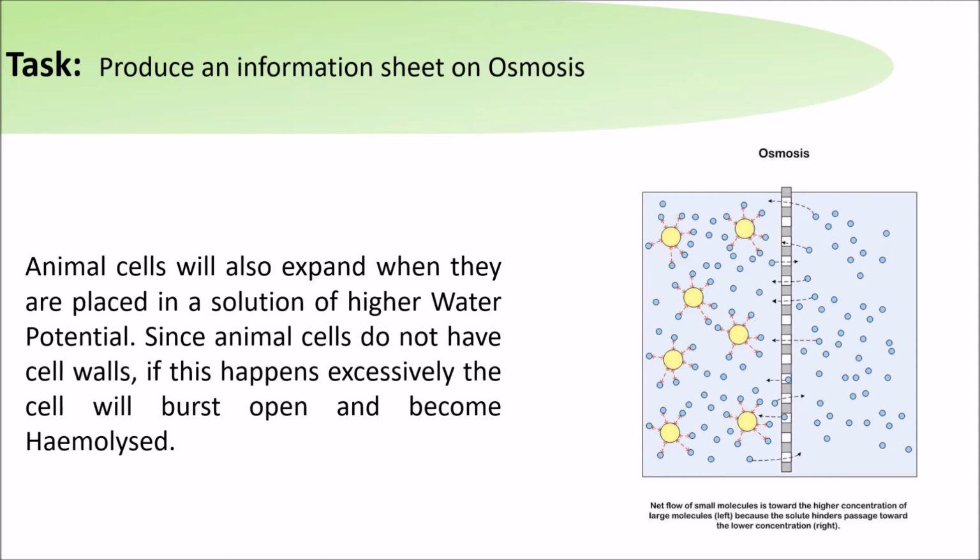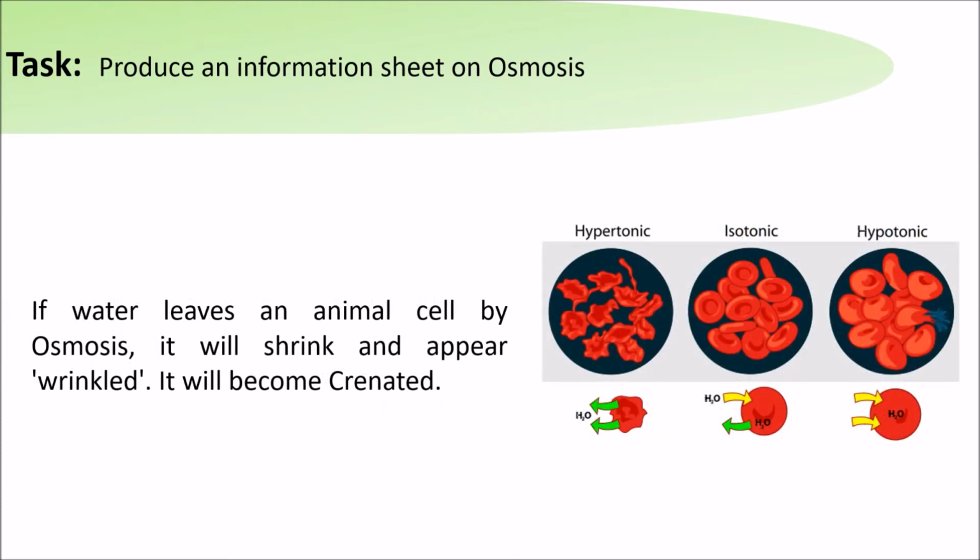Animal cells will also expand when they are placed into a solution of higher water potential. Since animal cells do not have cell walls, if this happens excessively, the cell will burst open and become haemolysed. If water leaves an animal cell by osmosis, it will shrink and appear wrinkled.